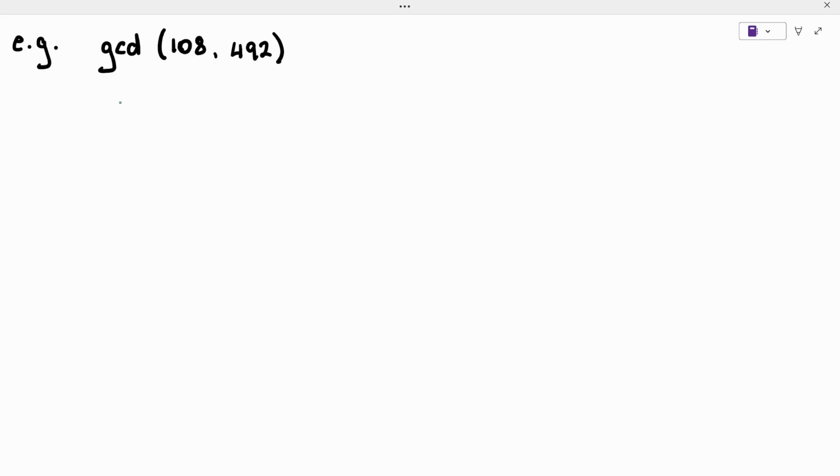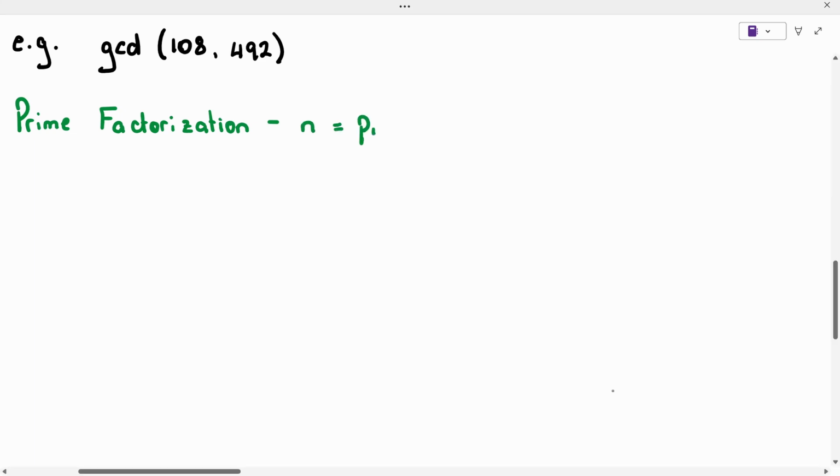As a side note, the prime factorization of a number, let's say n, is the expression of n as a product of all its prime factors. So for example, 30 can be written as the product of 2 times 3 times 5. And this is the prime factorization of 30.